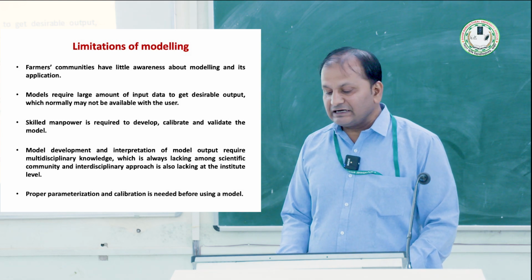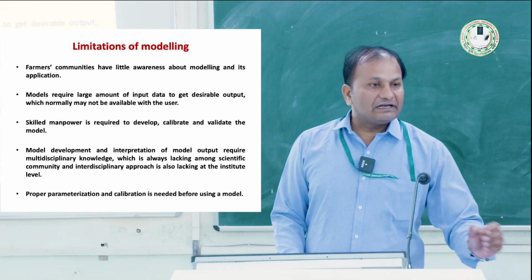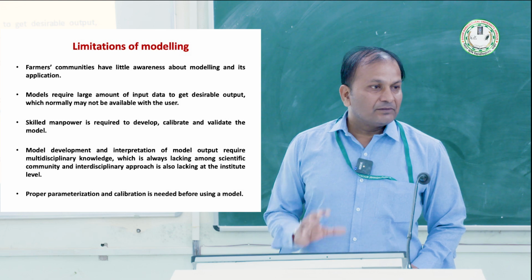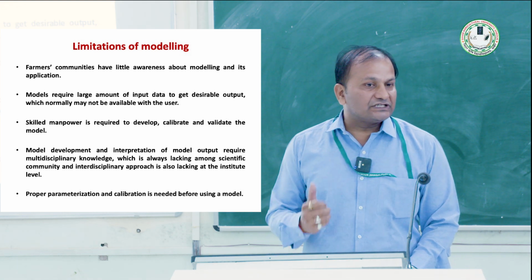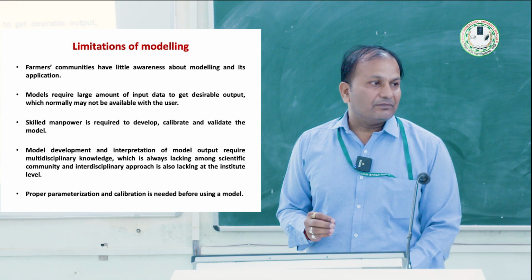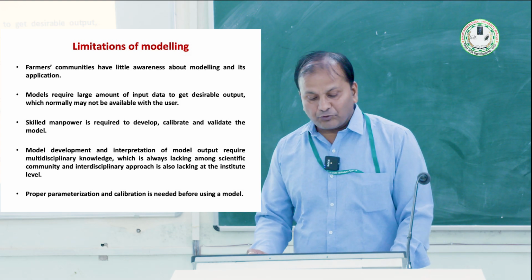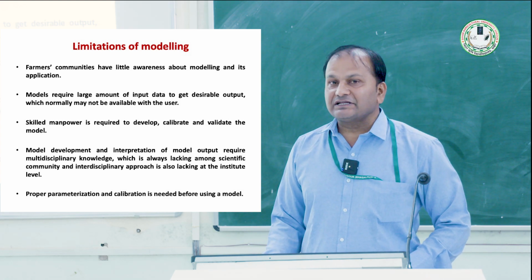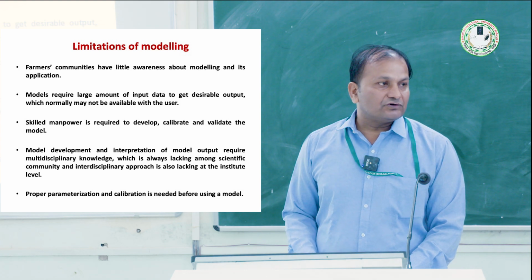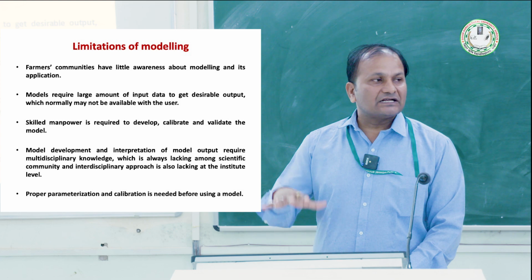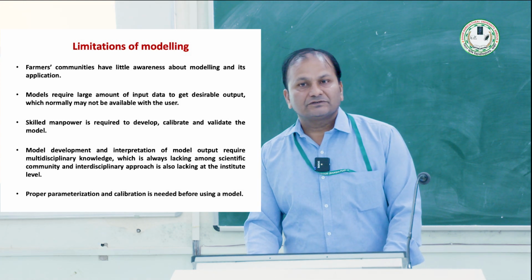Then model development and interpretation of model output require multidisciplinary knowledge, not only agronomy, not only soil science, plant breeding, plant pathology, entomology. That person should have all this knowledge. So different types of knowledge are required. And proper parameterization and calibration is also very difficult work. Everyone cannot do calibration and validation. So these are some limitations of modeling. Okay, so thank you.